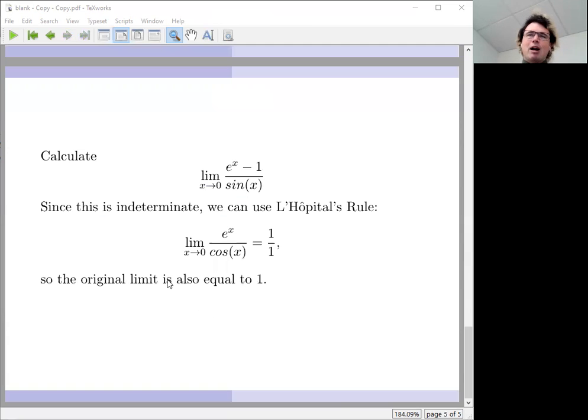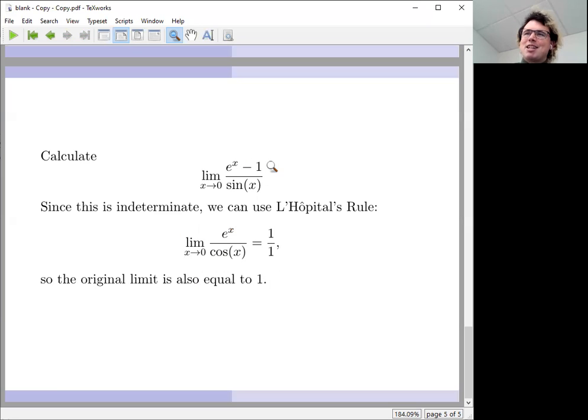Let's look at this in terms of another problem. So here I have the limit as x goes to 0 of e to the power x minus 1, all over sine of x. And I know that both the numerator and the denominator here are going to 0. So this is another one of those indeterminate forms. And we can use L'Hopital's rule here. Both of these functions are differentiable. We know how to take their derivatives. So I can try calculating this limit instead.